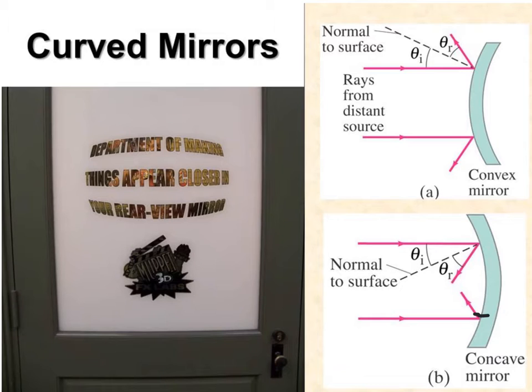Hi, welcome to our next webinar, this one on curved mirrors. Curved mirrors are a close analogy to thin lenses. They're an application of reflection, much like thin lenses are an application of refraction. Information on this can be found in your textbook.